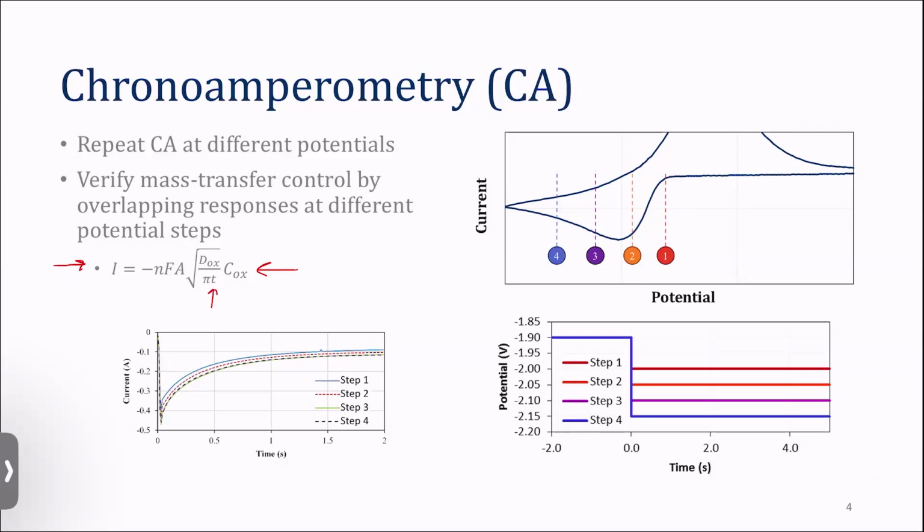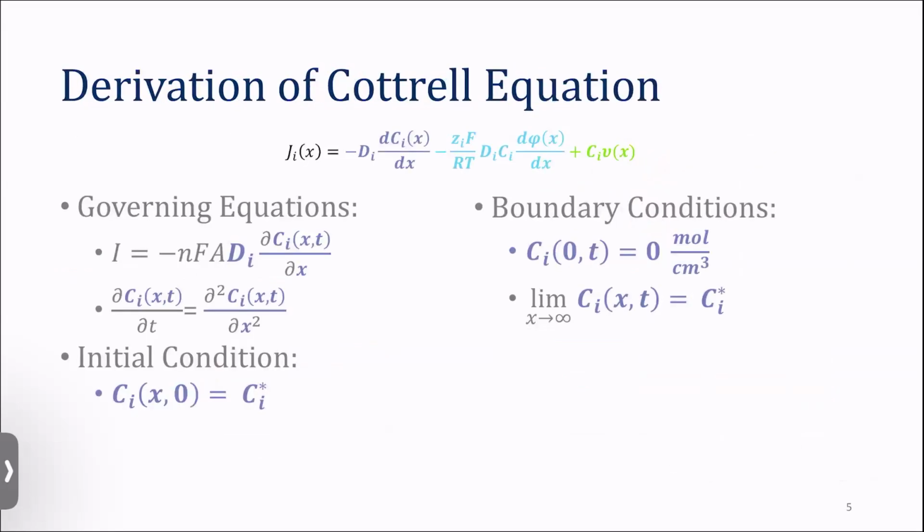When we're mass transfer limited, it doesn't matter how hard we crank that potential, we can no longer increase the rate of reaction because we're just waiting for ions to come to the electrode out of solution. So this is how we can verify that we are at mass transfer control and that the Cottrell equation may apply. When we start seeing the current overlap at different potential steps, that is a positive indicator that the Cottrell equation could apply.